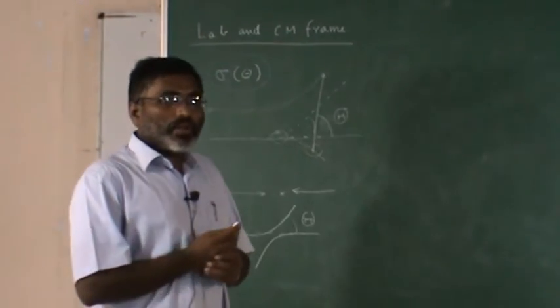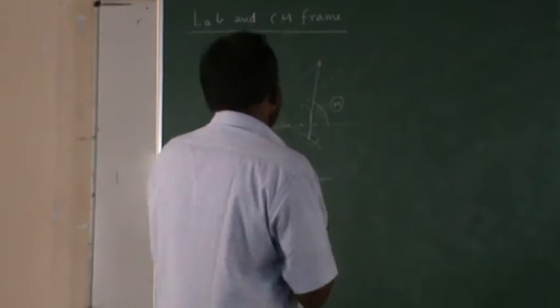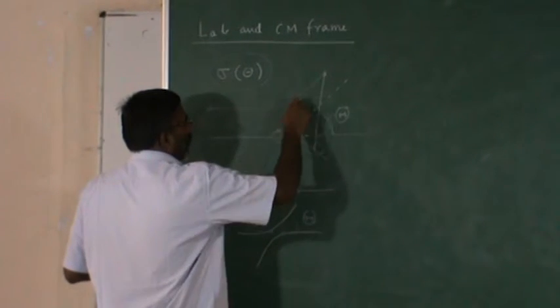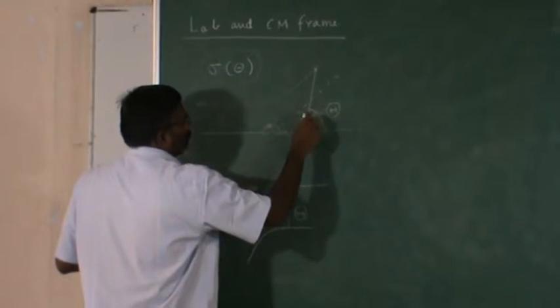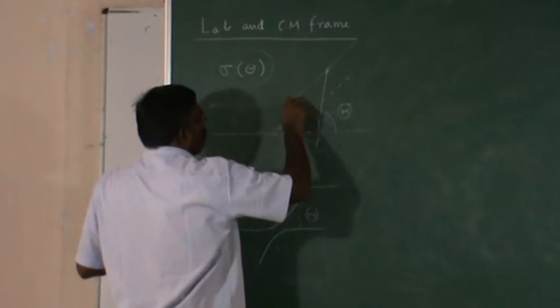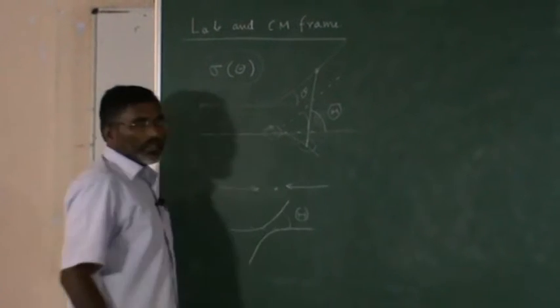But in the laboratory, when you do an experiment, you will not measure that. You will actually measure the angle. So if this is going in this direction, this is the angle that you measure. We call it some small theta.